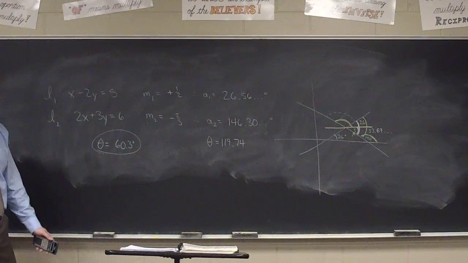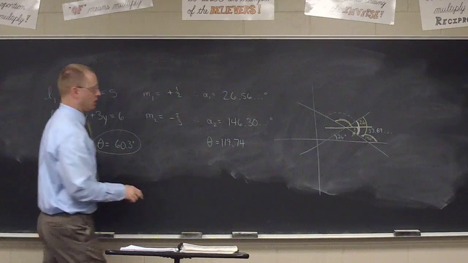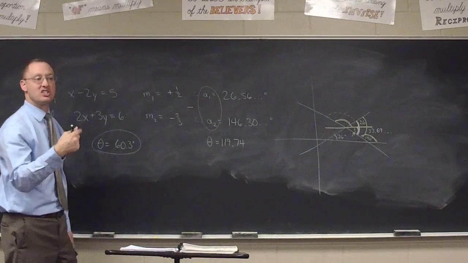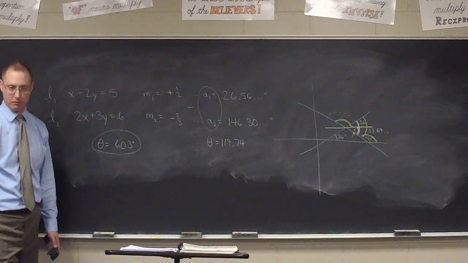Does that make sense? So if you want to do it without a picture, subtract the angles of inclination. If obtuse, find the supplement, and that'll give you the acute angle. Make sense?